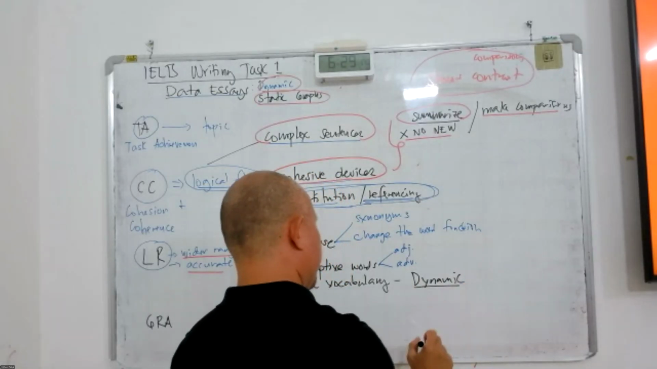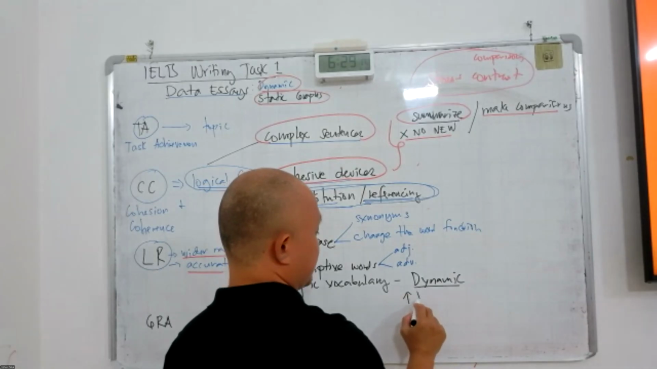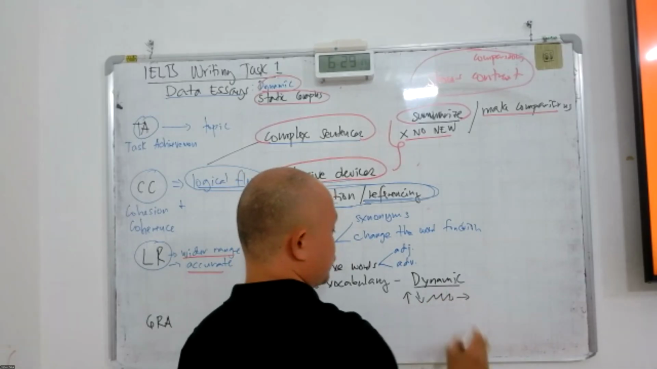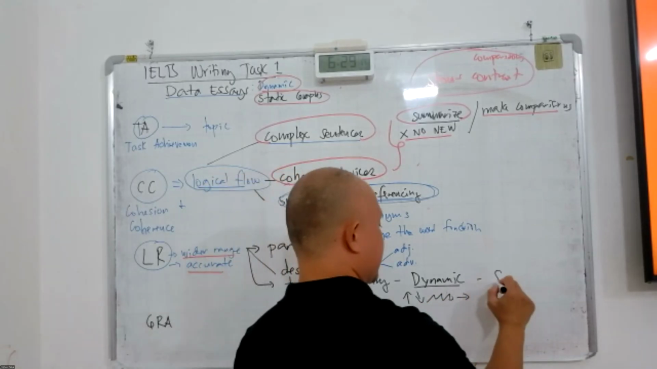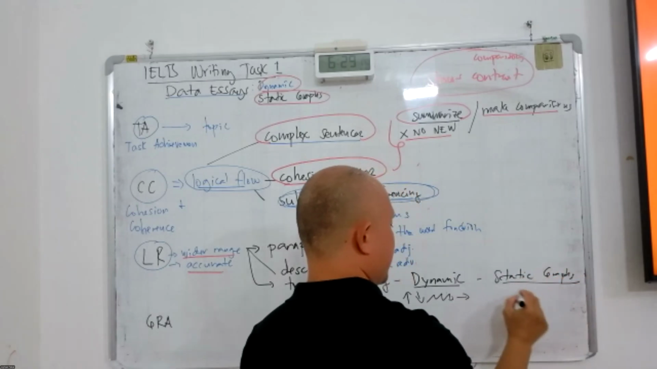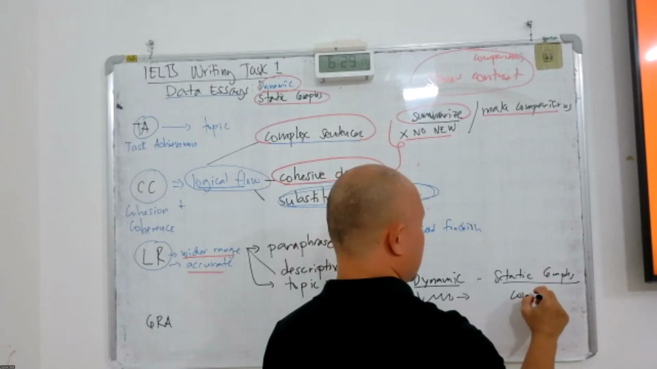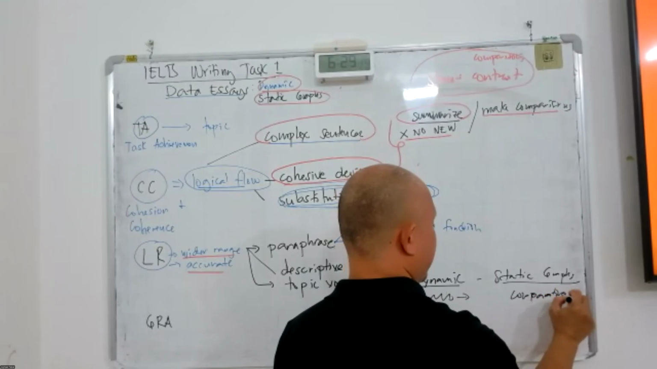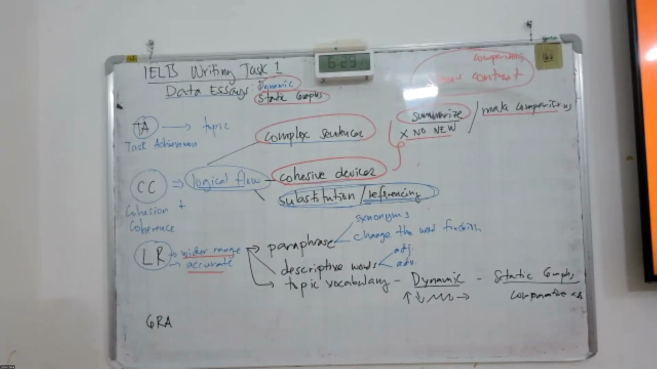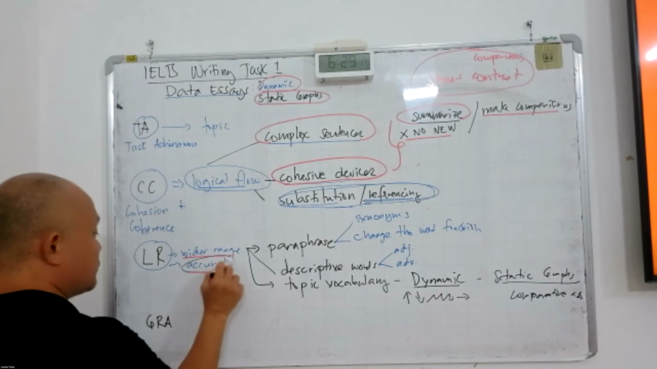the key vocabulary here that might be used are those that describe movement. For example, those that describe the upward trend, downward, fluctuating, and didn't change. For the static graphs, the main vocabulary here are those that show comparison, mainly comparative adjectives.